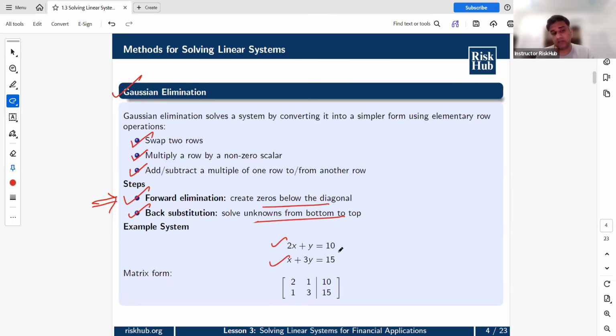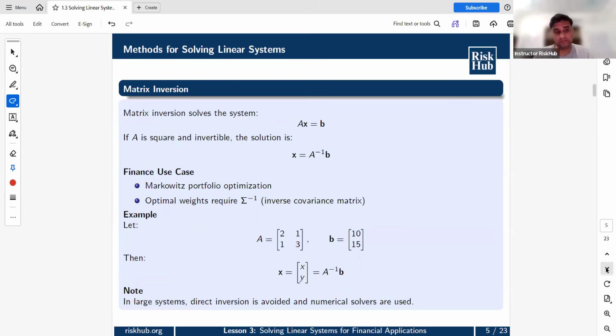Okay. So this is the example system. Then we have the matrix form, right? Okay, so this is how we progress, right? So this is how we have taken it, right? So you see here 2, 1, 1, 3, and then 15. Those are like this. Okay, and then we formally discuss matrix inversion, right?